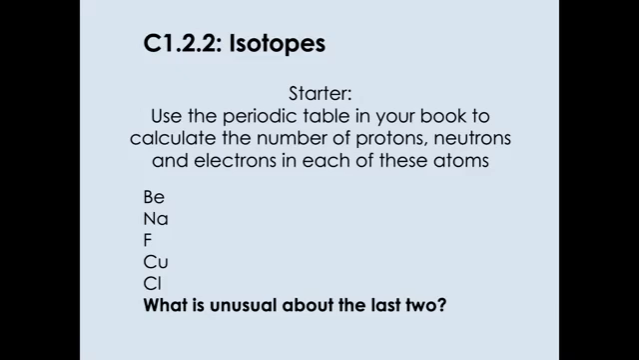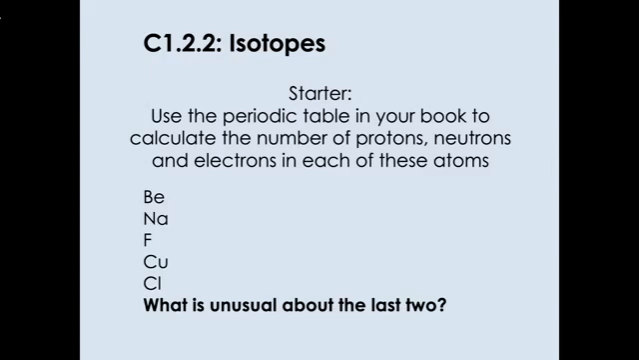Welcome to the video for C1.2.2 where we're going to look at isotopes. To start with, you need to find your periodic table and then use that to work out the number of protons, neutrons and electrons on each of these atoms that we've got here. So pause the video and then we'll go through the answers. Once you've done that, look at the last two, copper and chlorine, and tell me what's unusual about those last two.